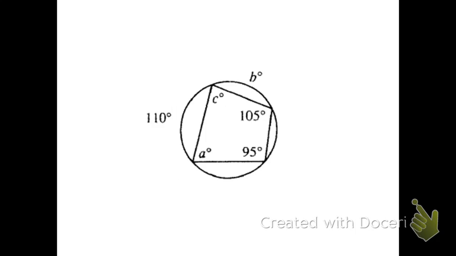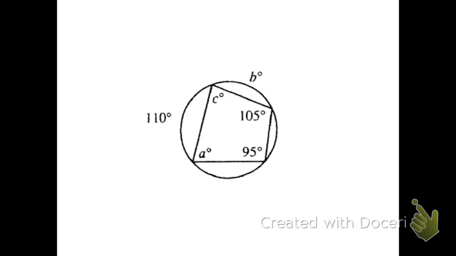One more problem I want to do, actually a couple more, sorry I lied, but this problem looks like a quadrilateral inside of a circle, and it is. It's called a cyclic quadrilateral. Whenever you have a quadrilateral that has its endpoints on the circle, it's called a cyclic quadrilateral. Now, to solve this problem, we're going to use what we know about inscribed angles.